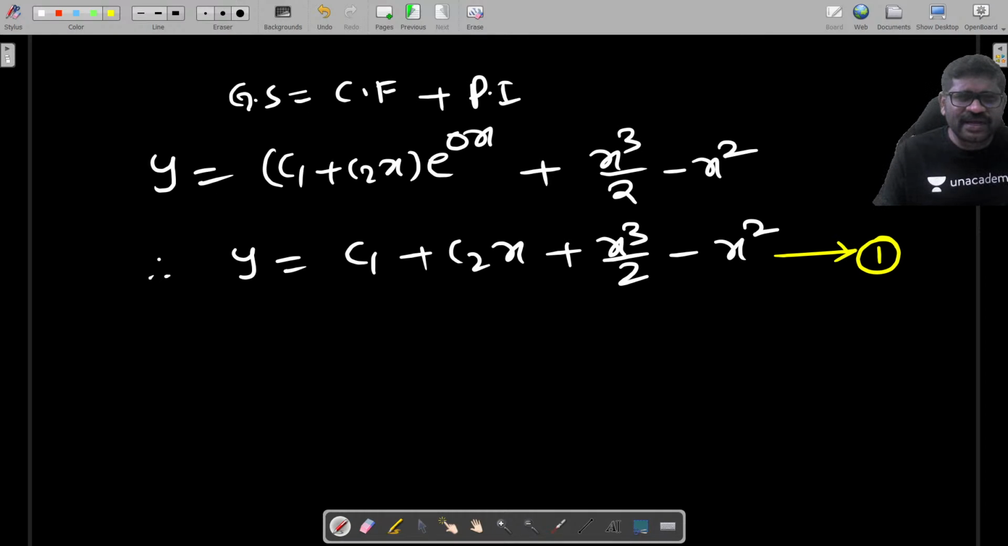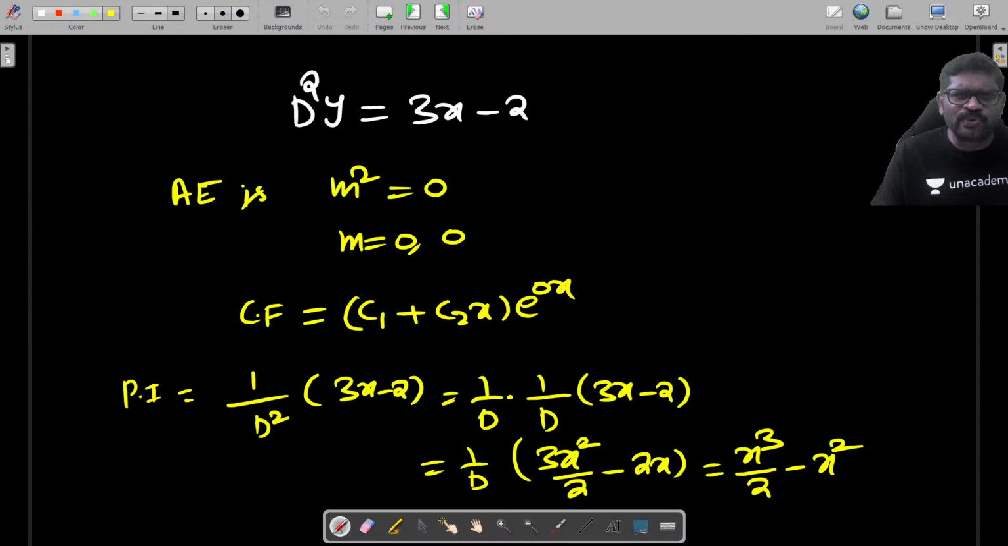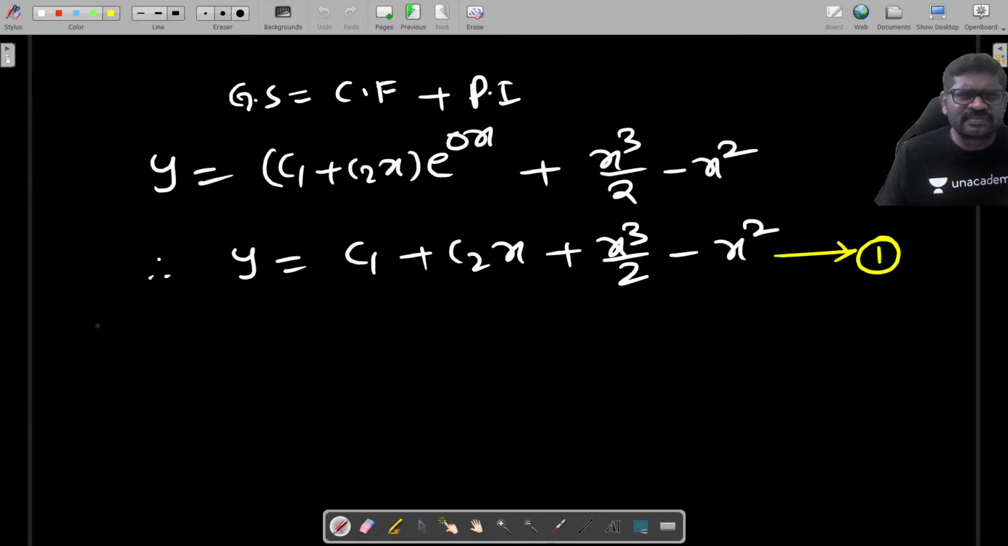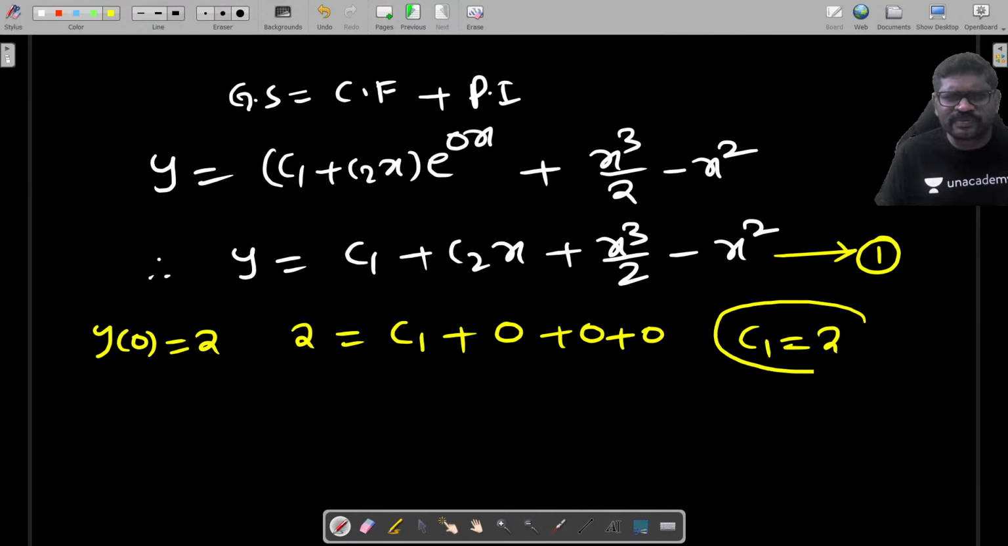Next, now the boundary conditions. Y of 0 equal to 2. So 2 is equal to c1 plus 0 plus 0 plus 0. Therefore c1 equal to 2.